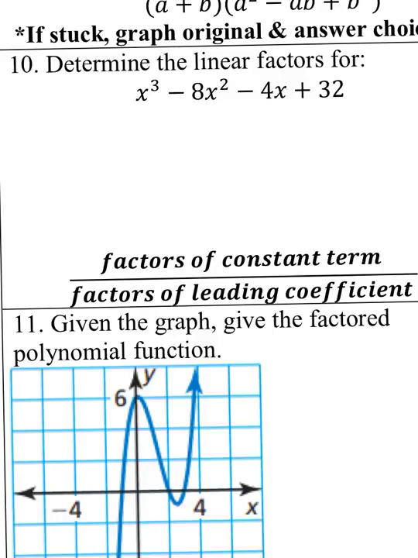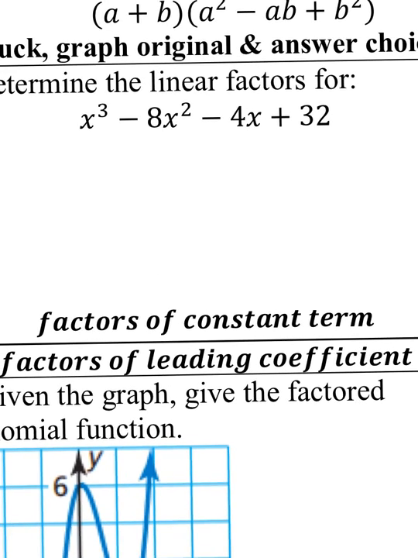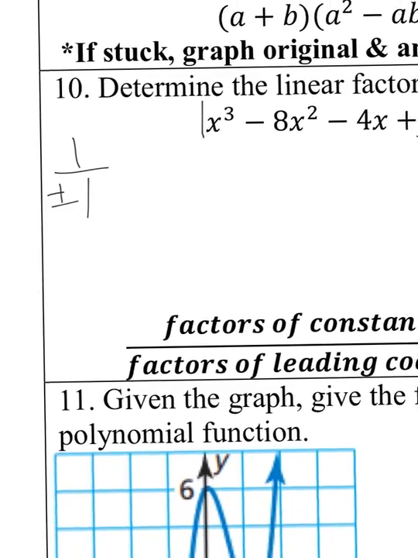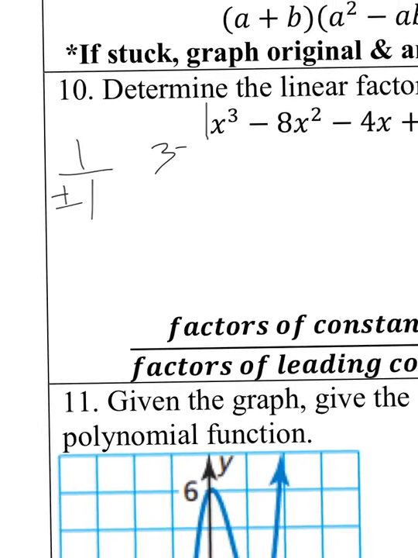Number 10 is just determine the linear factors for this expression here. So you just need to remember the factors of the constant term over the factors of the leading coefficient. So my constant term can't have any letters by it, so that's this number here. And my leading coefficient is a 1. It's just whatever number's in front of the highest power. So make a little list of your factors. The only factors of 1 are plus and minus 1. Every time you do the factors, use plus or minus. And then what are my factors of 32? My factors of 32 are 32 and 1, so say plus or minus for both of them.